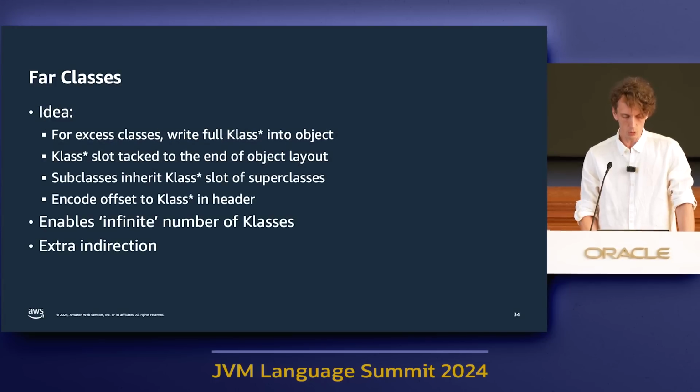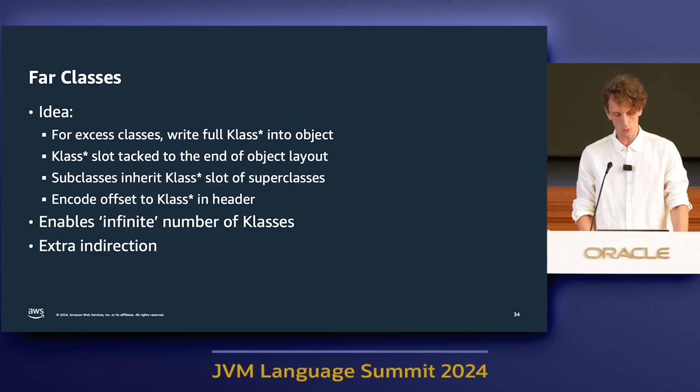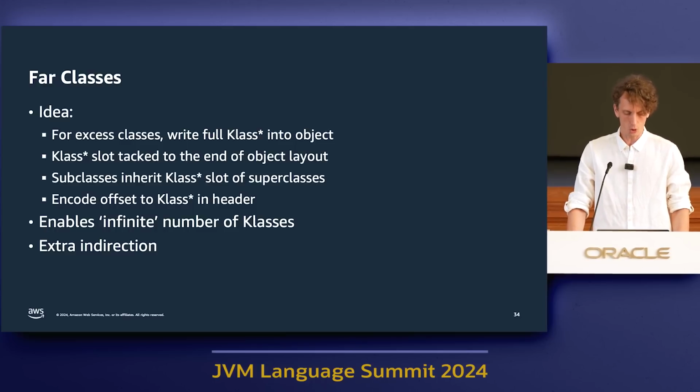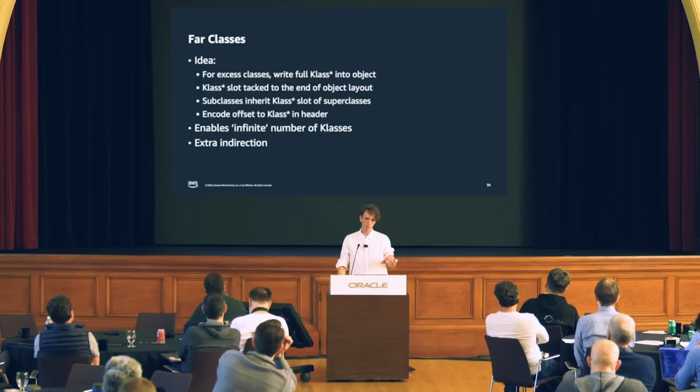And the way we want to do this, the idea is that for classes that are basically beyond our addressable space, we write the full class pointer somewhere into this object. Basically, the only way to do this is we tack it onto the end of the object layout. And then we encode the offset to that field in this object layout in the object header. And by doing this, we enable basically an infinite number of classes. But it means that we have an extra indirection.